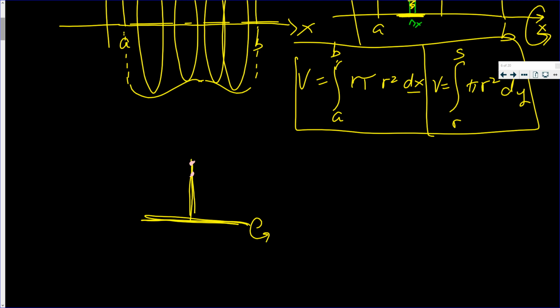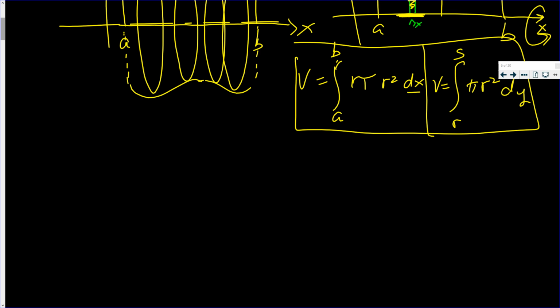So disk: pi r squared times the thickness. Possibly you can look at your books for better diagrams, or you can look at a YouTube video where it's professionally shown how it looks like a disc. For us here, we're just going to do some problems.